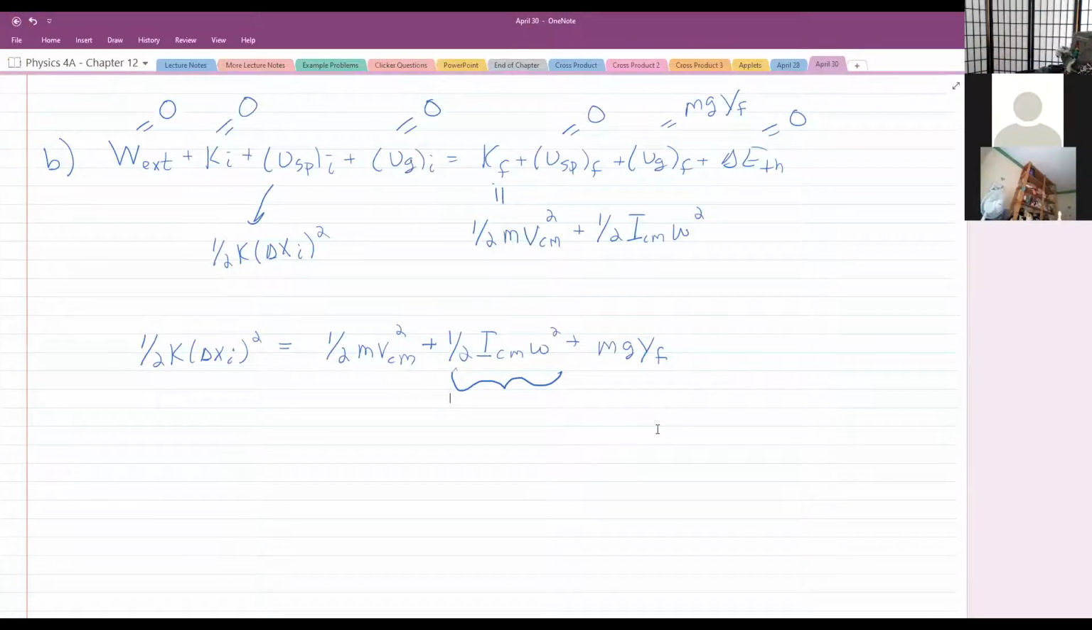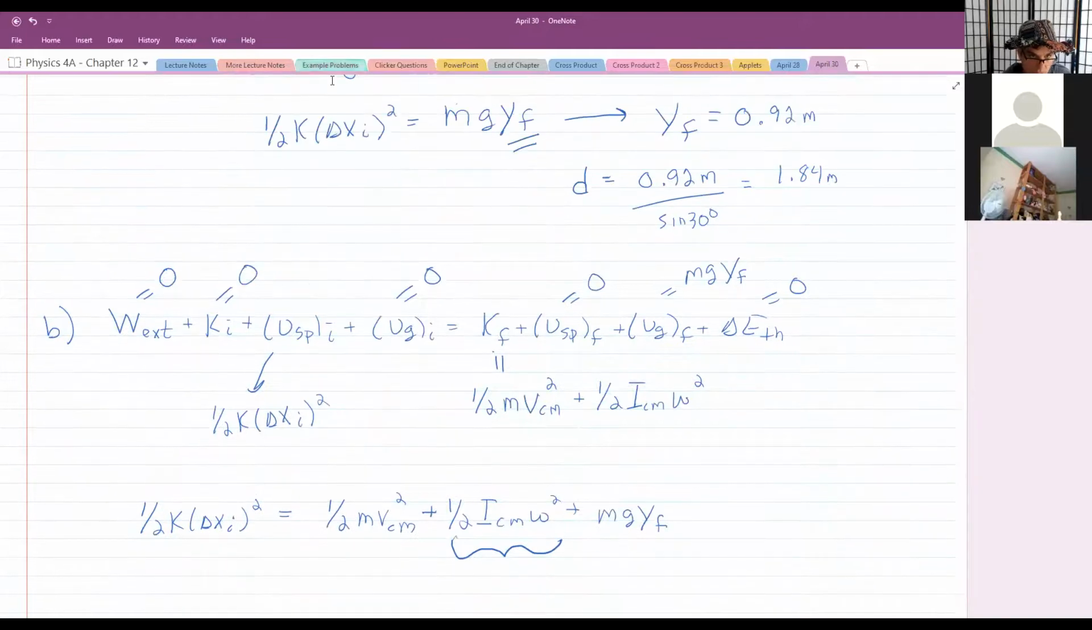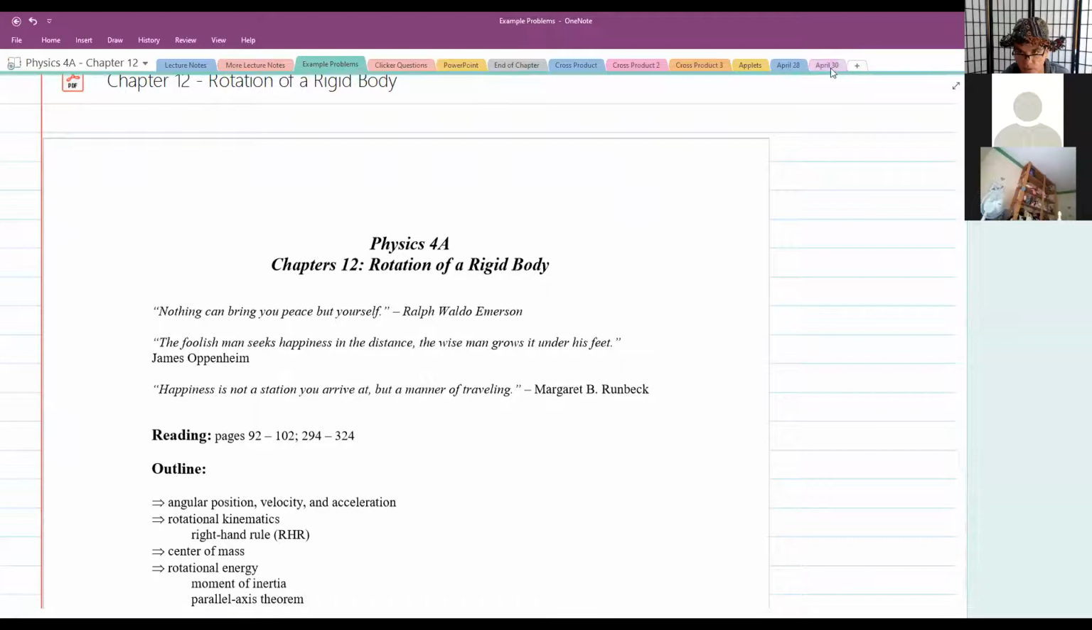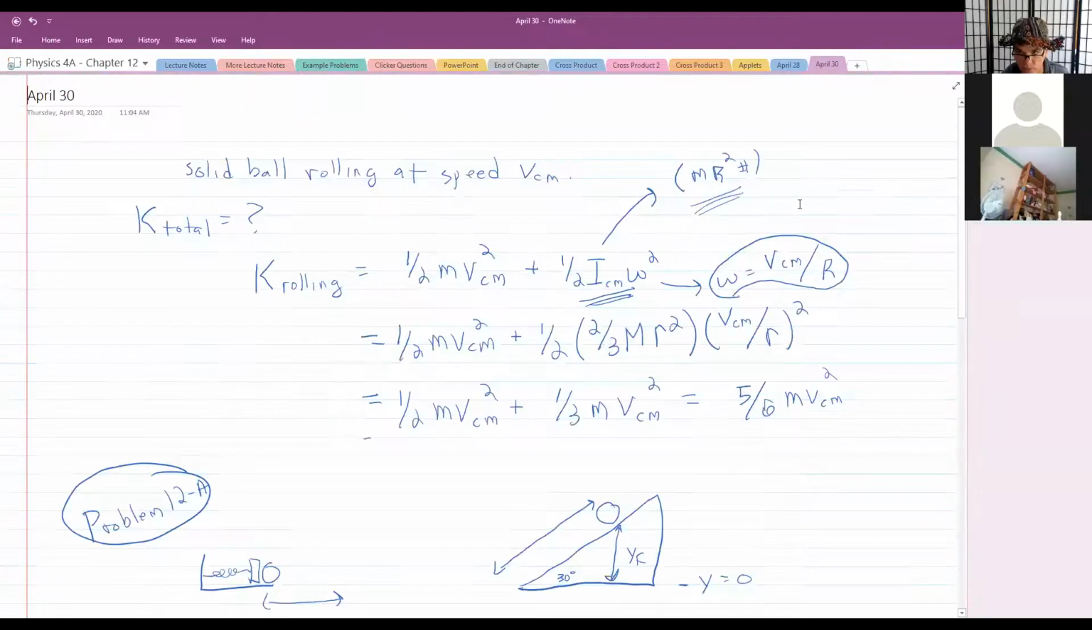So what was this? Was this a solid? So this was a solid ball. I just realized, did I do a previous something where I said 2/3? Anyway, I might have made a mistake previously if I used 2/3 for a solid ball.